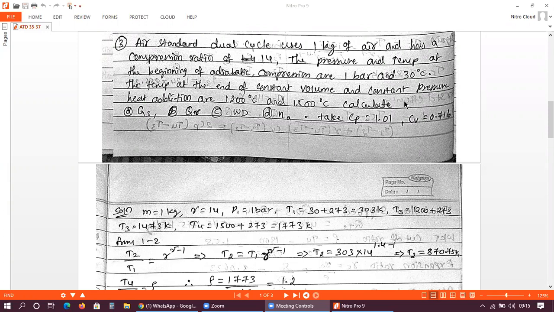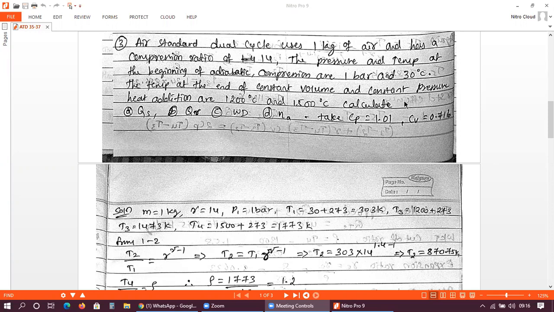The pressure and temperature at the beginning of the adiabatic compression are 1 bar and 30 degrees Celsius. So at point number 1 of the PV diagram and TS diagram, the pressure is 1 bar and the temperature is 30 degrees Celsius, or we can say it is 303 Kelvin. So at point 1, the temperature is 303 Kelvin, which is nothing but 30 degrees Celsius, and the pressure is 1 bar.